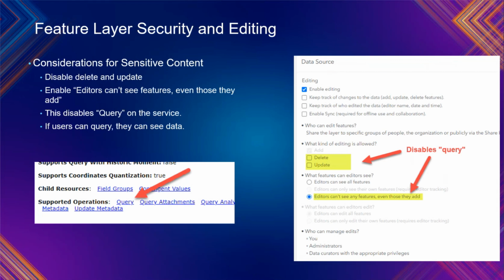So the recommended best practice is, if the service is a critical service or has sensitive content, remove the delete and update options when you are publishing. Also, you can make it so the editor can't see the features, even ones they added, which will disable the query option. This will reduce the chance of querying the service, and of editing or deleting the service, by another user from your organization. So this is also one feature recommendation.